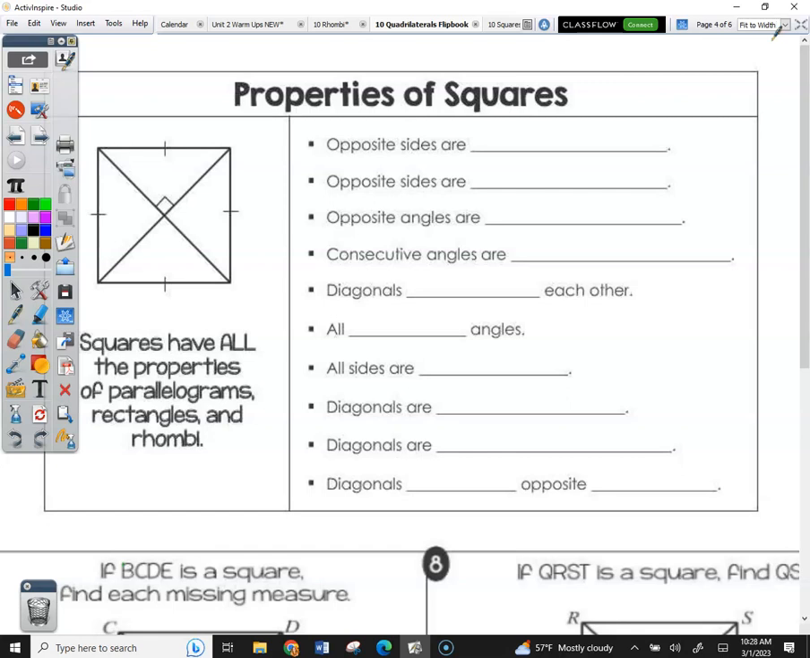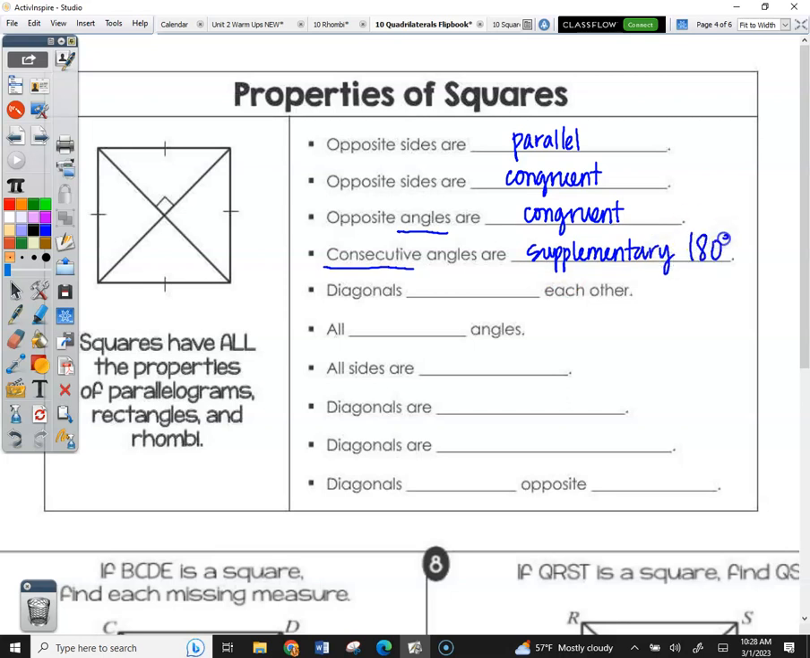In parallelograms and squares, opposite sides are parallel. Opposite sides are also congruent. Opposite angles are congruent. Consecutive angles are supplementary, which means what number? 180. Diagonals do what?